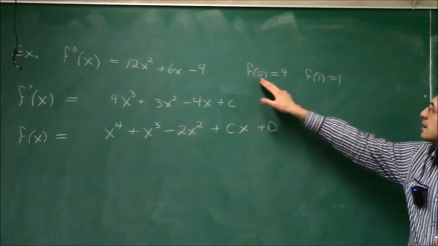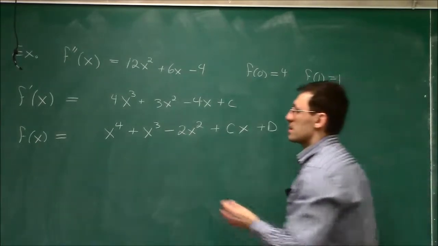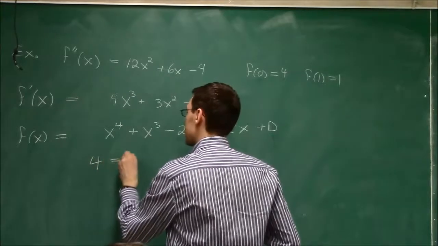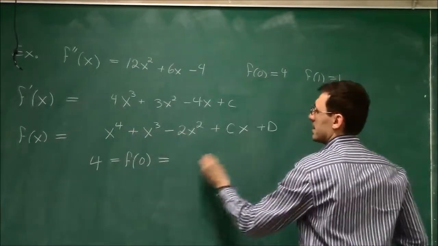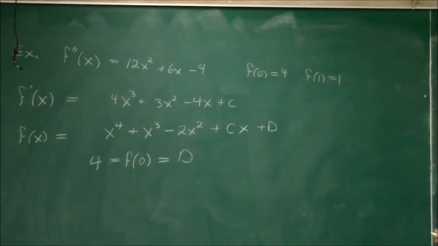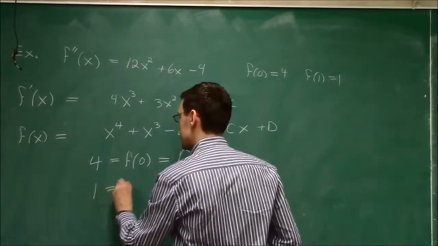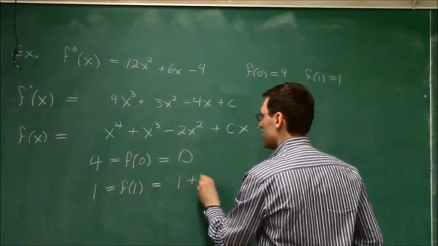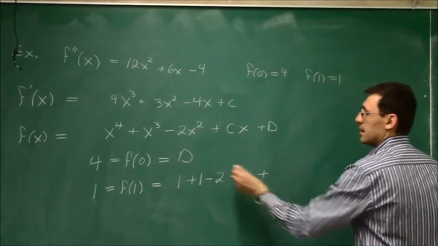So that's where I use the fact that f of 0 is 4 and f of 1 is 1. So here I write the equations. 4 equals f of 0. Now what's f of 0? Everything is 0 except for d. So d is 4. And then I write the equation that 1 is equal to f of 1. Now what's f of 1? It's 1 plus 1 minus 2 plus c plus d, which is 4.